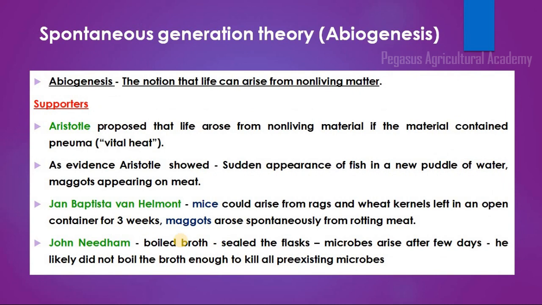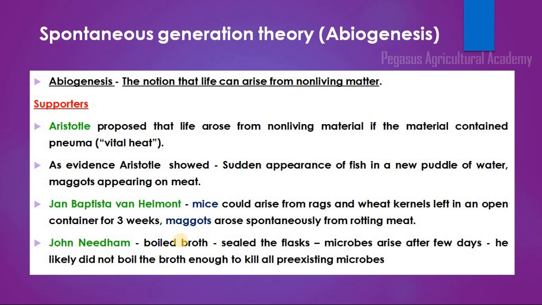So in the history of microbiology, the first thing that was discussed in the olden times is the spontaneous generation theory, or the theory of abiogenesis. Okay, the spontaneous generation theory is nothing but the belief of the older generations that living matter arises from non-living matter. Okay, even there are certain persons who supported this theory.